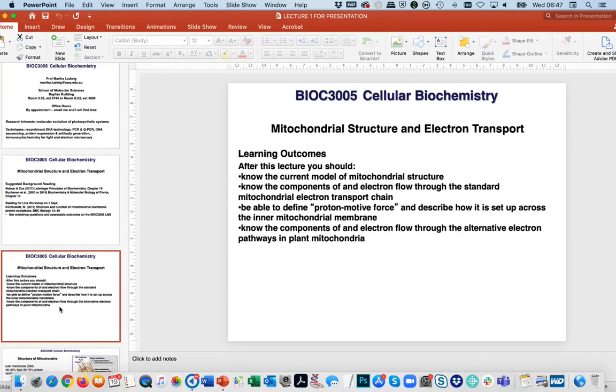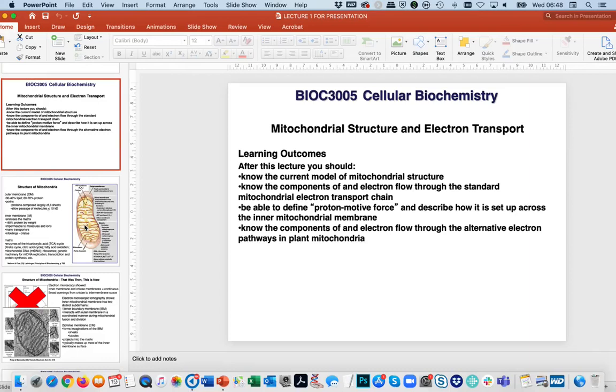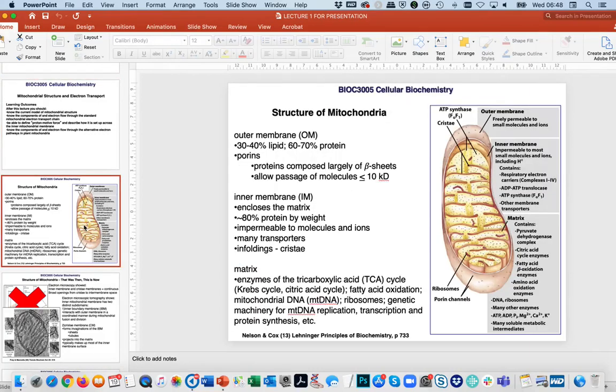I've also listed here on this slide the learning outcomes for this lecture, so you should be able to answer these questions after the lecture, and any exam question that I ask or develop will certainly focus on these learning outcomes. Okay, so on to the lecture material.